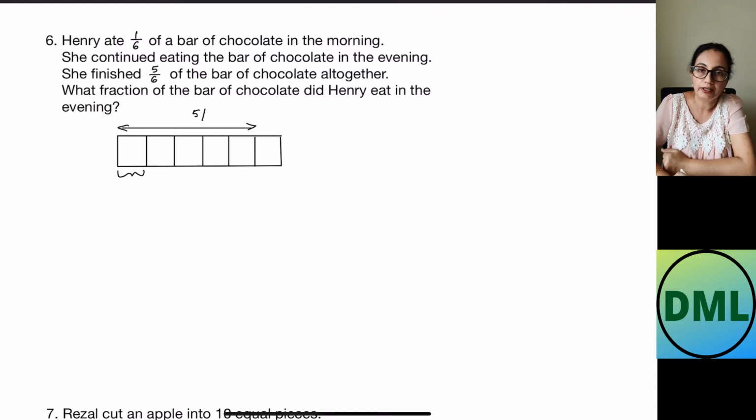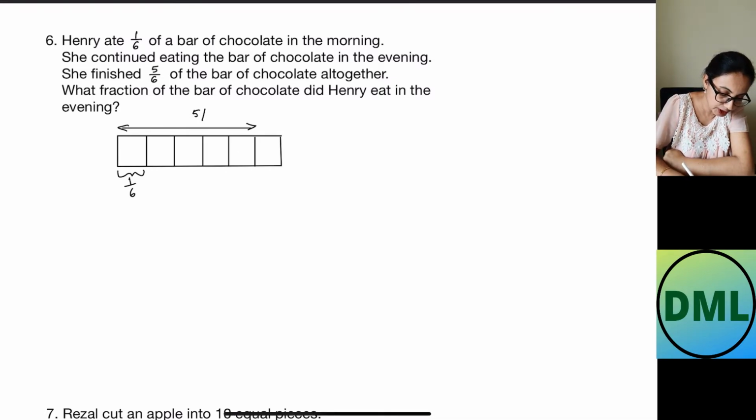Now let's find out the figure first. How is the figure? So the chocolate has been divided into how many equal parts? 6 parts, right? As you can see, 1, 2, 3, 4, 5, 6 parts I have drawn for you. Out of that, Henry ate 1/6. Out of 6 parts, he ate 1 part of chocolate in the morning. Let's write this part as she ate in the morning. This part is 1 by 6. She ate in the morning.